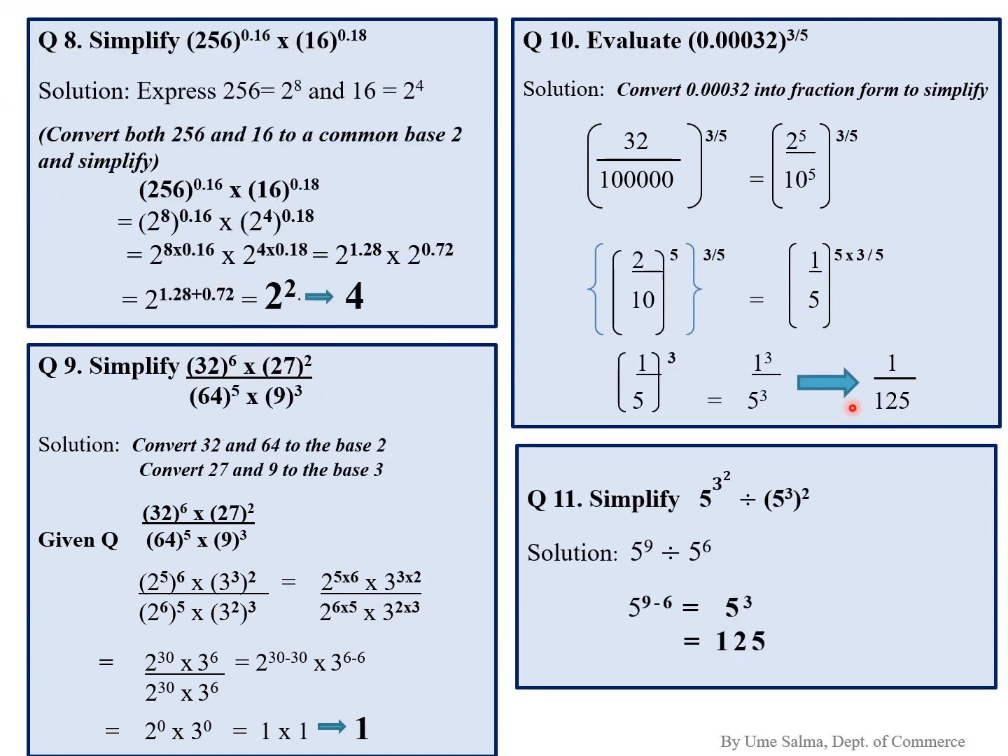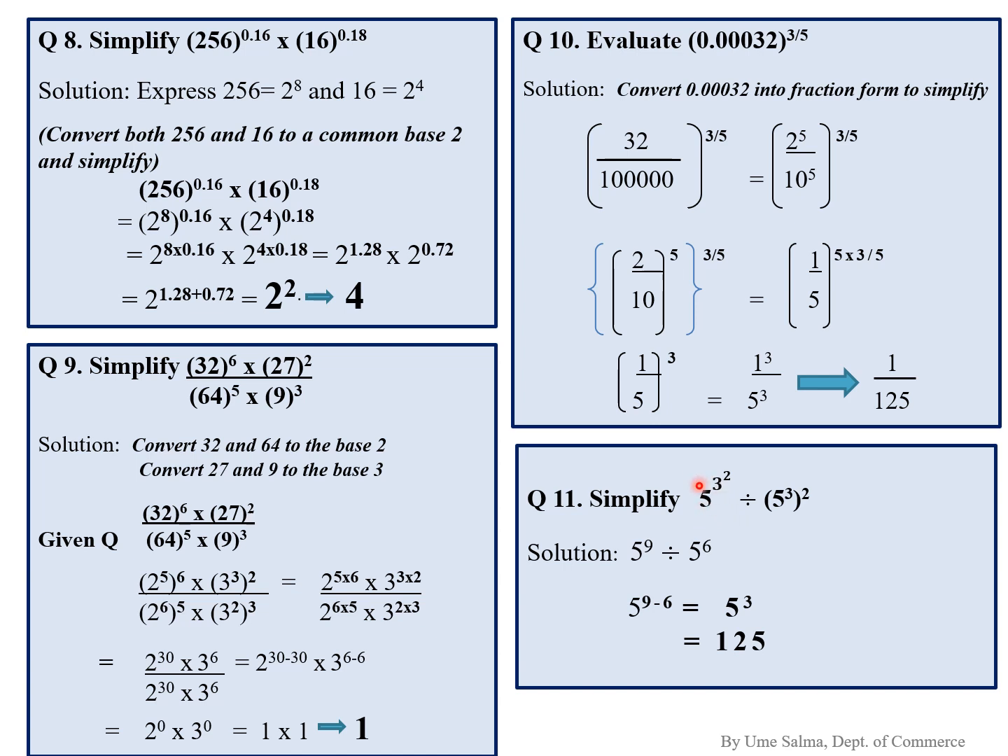Simplify 5 to the power 3 square divided by 5 to the power 3 whole power 2. Okay, now when you look at these two terms in one shot, you feel these two terms are the same. But for your information, these two terms are very different from each other and finally give two different answers. It looks the same because you have 5, 3 and 2 here and here. But the main difference is 5 is raised to the power 3, and this 3 again has another power 2.